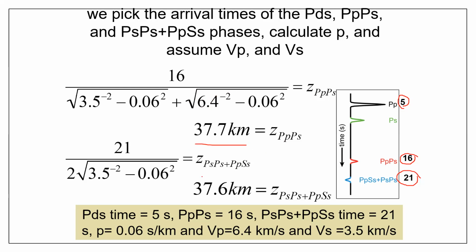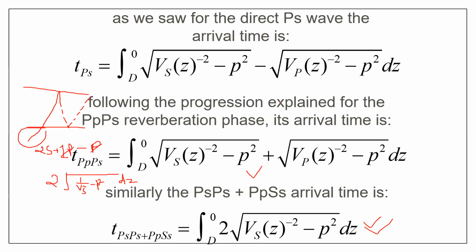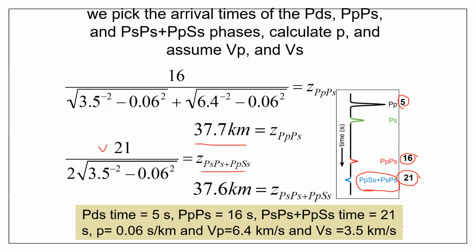Likewise, if you calculate the value of Z from the PSPS plus PPSS phases, the arrival time of the PPSS and PSPS phases is 21. If you incorporate that into this formula that was shown previously as well, you will get 21 divided by 2 under root 1 by Vs square minus P square, and it will come around 37.6.